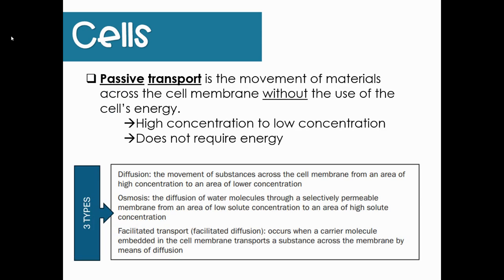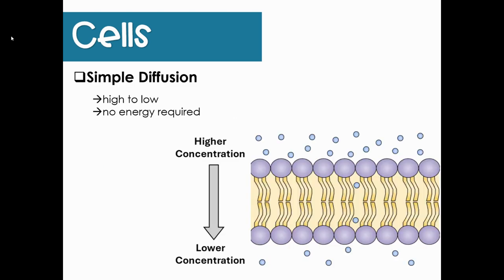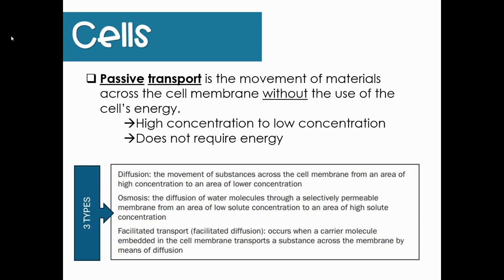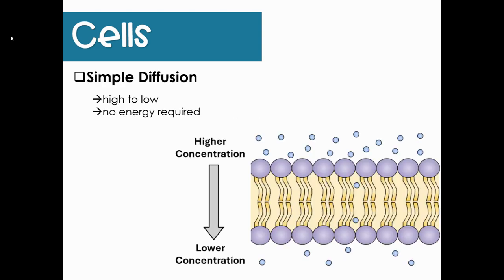Passive transport, again, is the movement of materials across the cell membrane, but we're not going to need any energy for this to happen. We're moving from an area of high concentration to low concentration. So I want you to think about a ball rolling down a hill. No energy is needed for that. Once that ball gets to rolling from high to low, it's just going to happen passively. So this is what happens with passive transport. I am going to go through the three types of passive transport: simple diffusion, facilitated diffusion, and then osmosis.